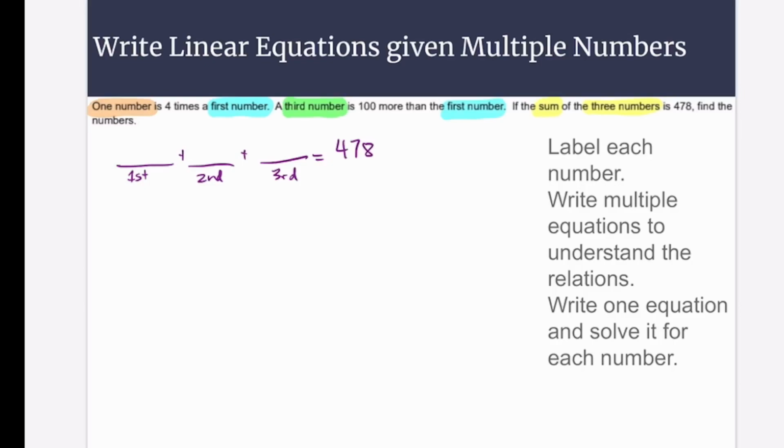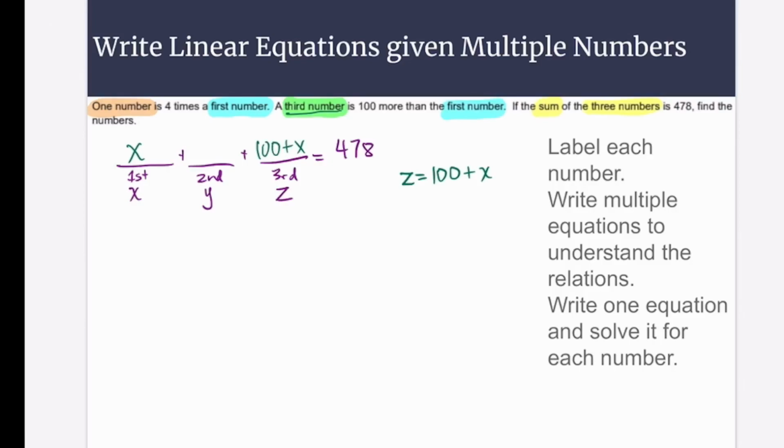The third number is 100 more than the first number. This is not going to help unless we have variables. So let's use x for the first, y for the second, and z for the third. The only reason I'm using variables is so you understand these are three different numbers, or we think they're different. So the third number, z, is 100 more than x. I can actually plug that in. If the first number is x, then that third blank is going to be 100 plus x.